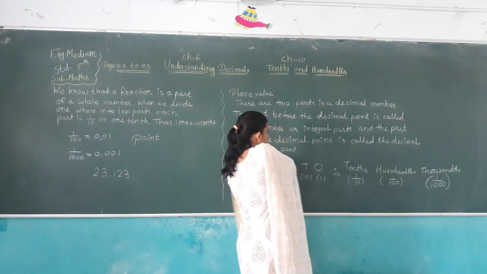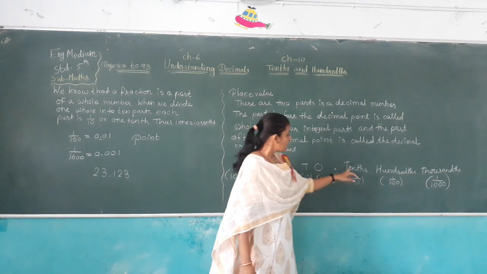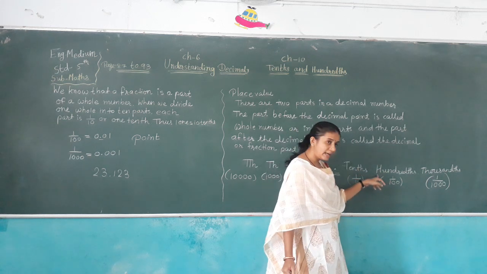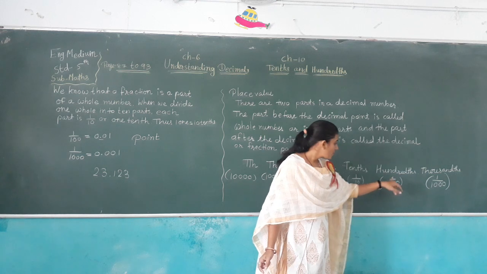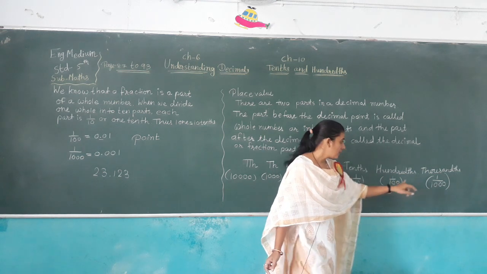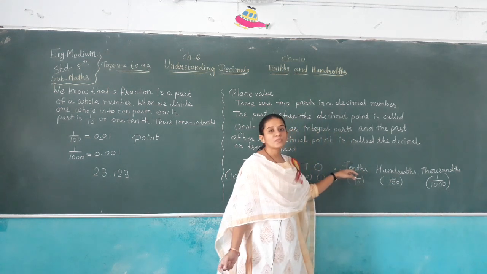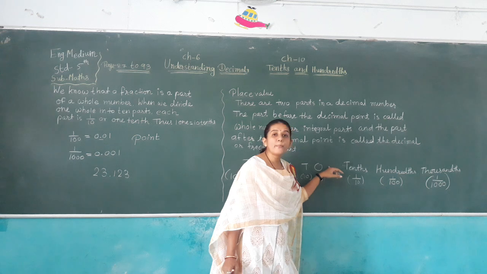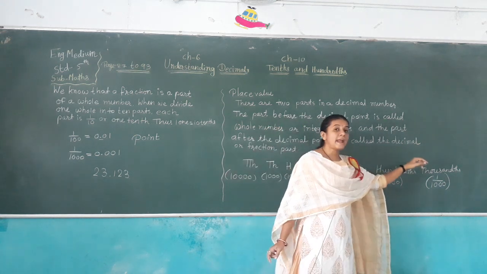After the point, here: tenths, hundredths and thousandths. 1 out of 10, 1 out of 100 and 1 out of 1,000. Here there is no ones place. After the point, directly tenths, hundredths and thousandths.